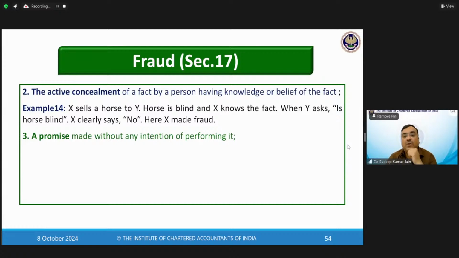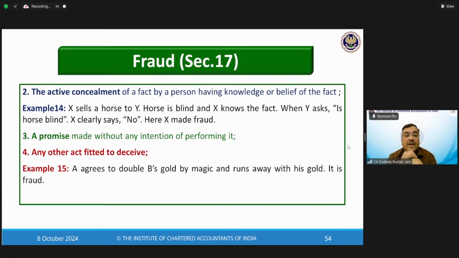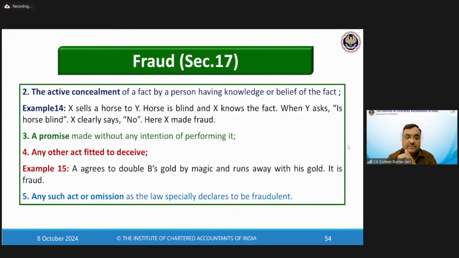Again, it is any other act fitted to deceive. Any other act done to deceive. कोई और काम जो धोखा देने के उद्देश्य से किया गया. A agrees to double B's gold by magic and runs away with his gold. It is fraud. And any such act or omission as the law specifically declares to be fraud. जब लॉ ने स्पेसिफिकली किसी काम को फ्रॉड बताया.